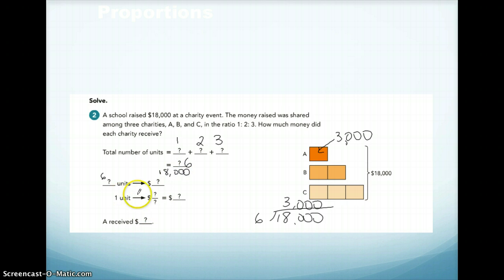And therefore 1 unit is 18,000 divided by 6, which equals 3,000. And therefore Charity A received 3,000. Charity B received 6,000 because there's 2 units, and Charity C received 9,000 because there are 3 units. Okay? So here's another.